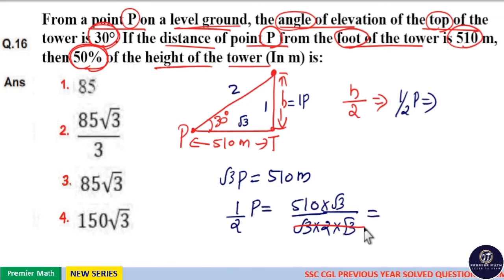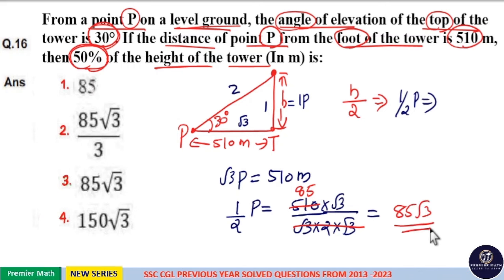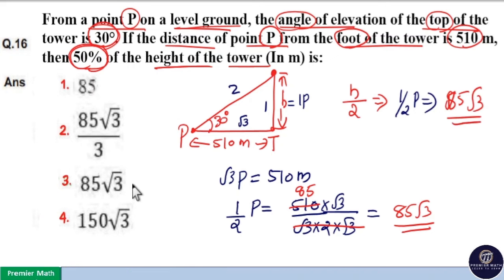So, 6 goes 8 times in 51, remaining 3. So, 6 goes 5 times in 30. So, 85 into root 3 is your answer. That is 50% of height is equal to 85 root 3. So, option 3 is your answer.